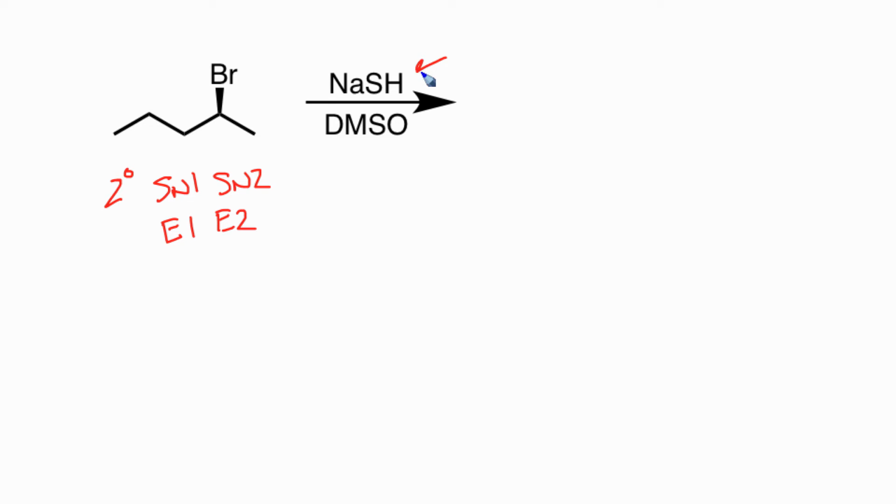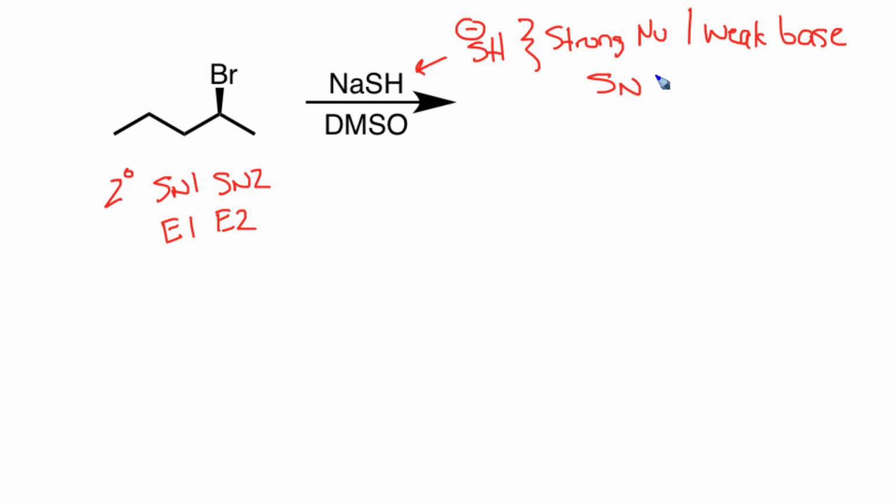Next, we have this sulfur nucleophile. If we break this apart, Na+, SH-, we get this nucleophile, but one thing to keep in mind with sulfur nucleophiles, whether they're negatively charged or neutral, is that they're strong nucleophiles, but poor bases or weak bases. So what that means is this is really only going to do an SN2 reaction. So that really helps us narrow down our mechanism.